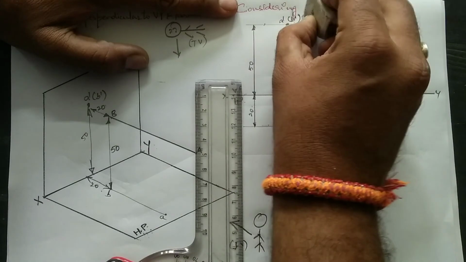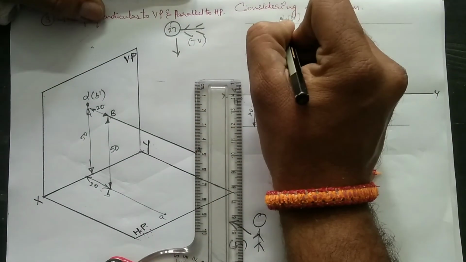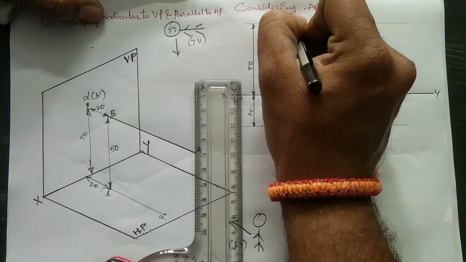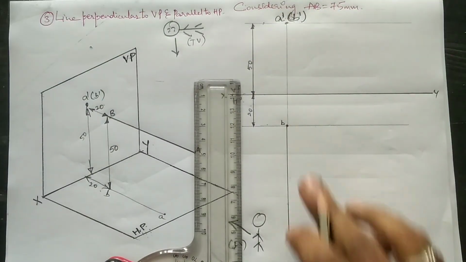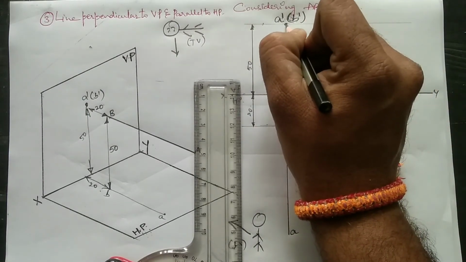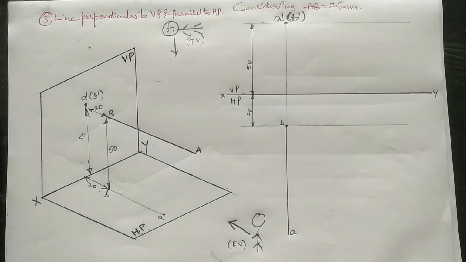Once again I will mark it: marking the point here as A dash, and in the bracket mark it as B dash. So this is all about the projection of a line explained in the third orientation. This is about the line perpendicular to VP and parallel to HP.